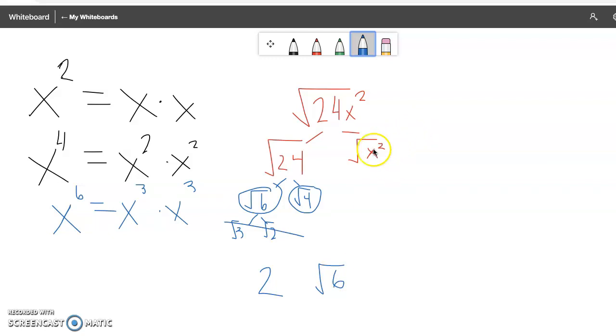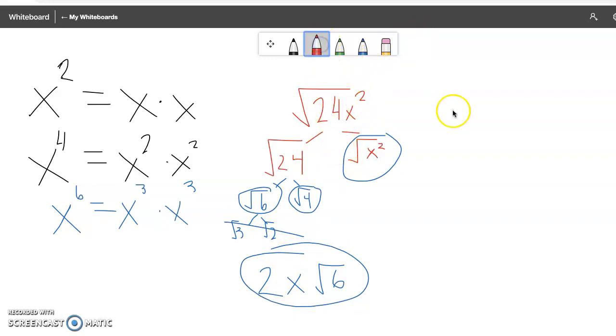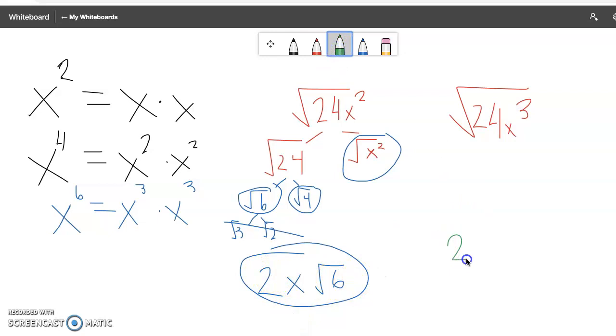Now I'm looking at x squared, and I know that's a perfect square because x times x is x squared, so I would just be taking out an x. So I took out a 2 and an x, and I'm left with root 6 because that can't simplify anymore. And you're done. If I gave you, let's use the same exact example, let's do 24, but let's do x to the third. Number-wise, we'd still be left with 2 and the square root of 6. So I'm going to write that down, 2 and the square root of 6.